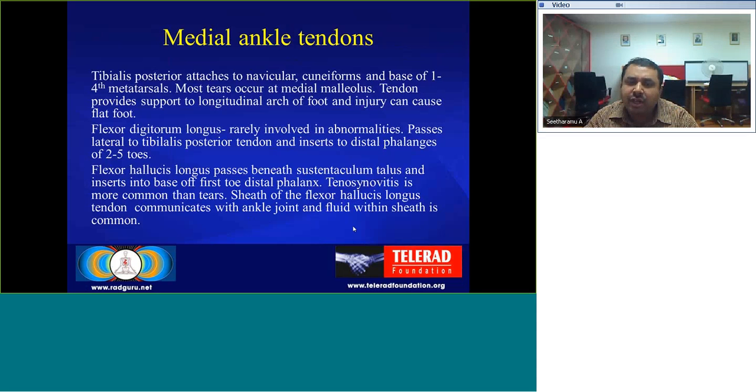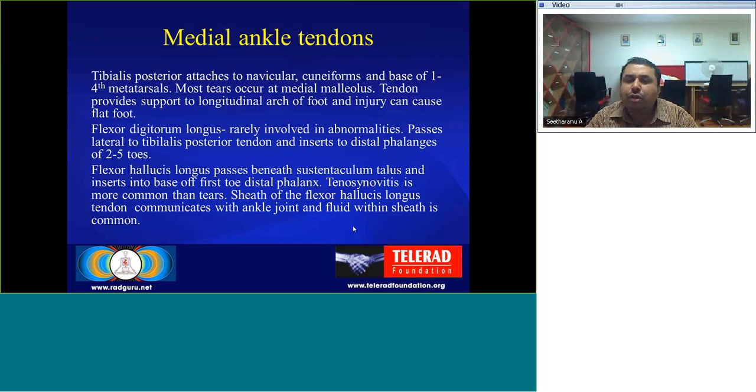The flexor digitorum longus is rarely involved in abnormalities, and it passes lateral to the tibialis posterior and inserts into the distal phalanges of the 2nd to 5th toes. The flexor hallucis passes beneath the sustentaculum tali, which acts as a pulley for the tendon, and is inserted into the first toe distal phalanx.